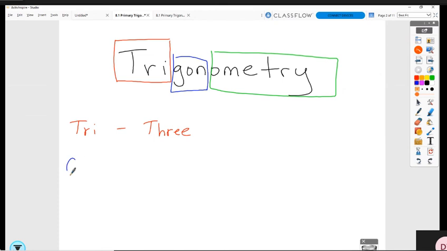Gon. Where else have you heard the word gon? In math. Gon? Or maybe in Pokemon. You ever hear of Pokemon? What's that Pokemon with gon at the end of it? Porygon? Guys, come on. But gon is really polygon. Yeah? Remember that word?